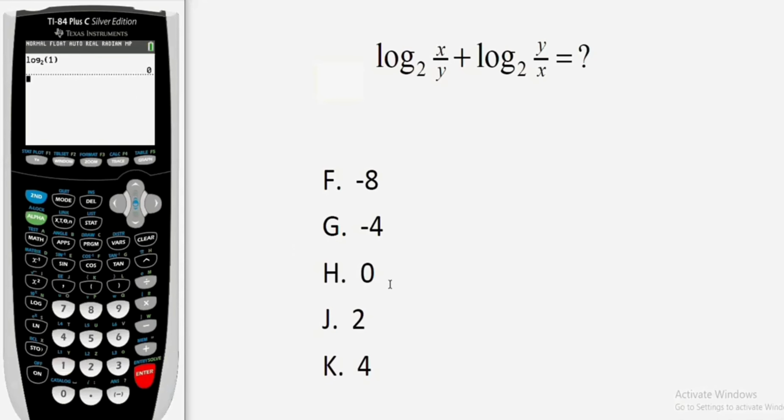0. So the correct option here is what? Option H, which is 0. This is basically how you can simplify this, guys. It's as simple as this. There's no rocket science to this. This is very, very simple. Hope there's something interesting from this video. Let's call it a video, guys.